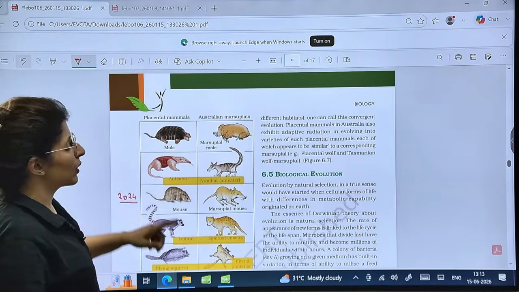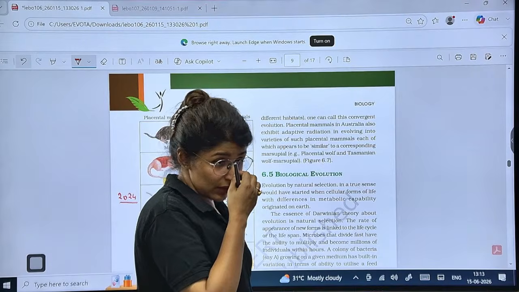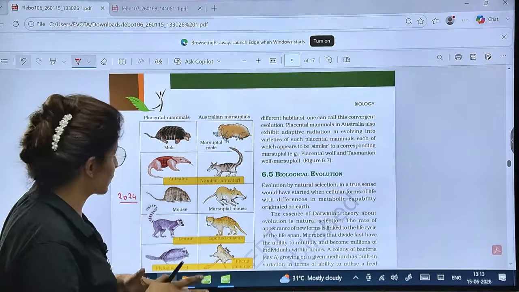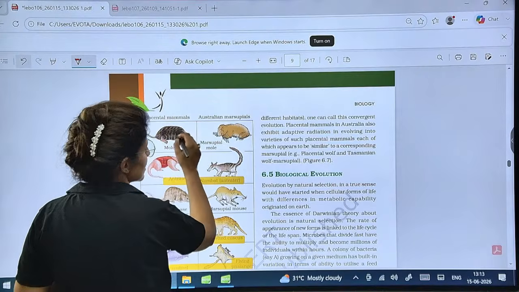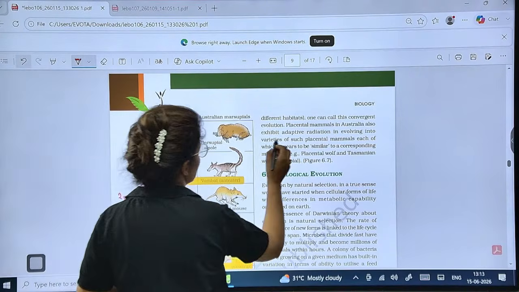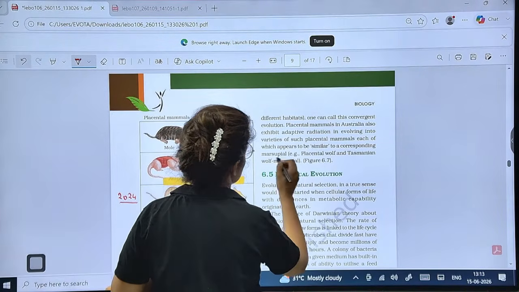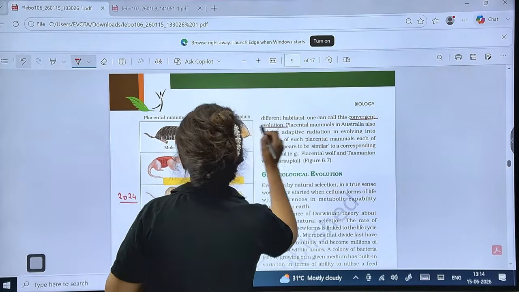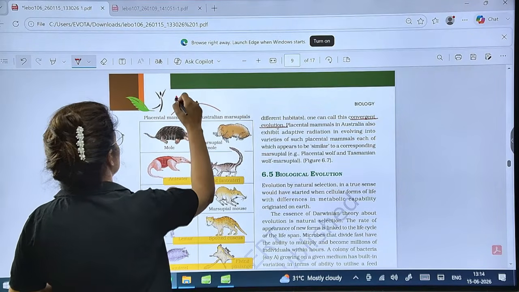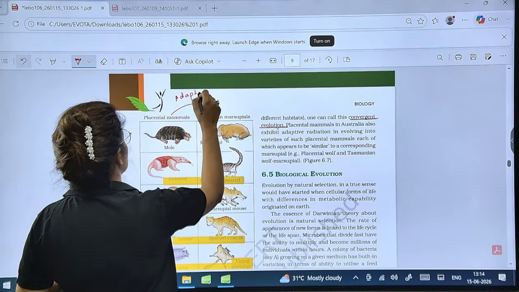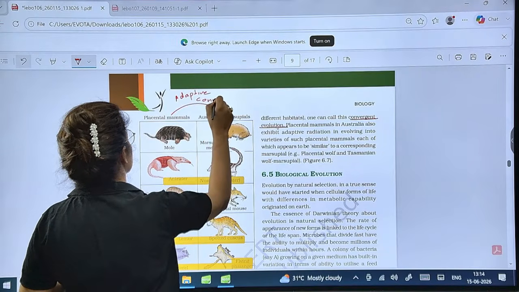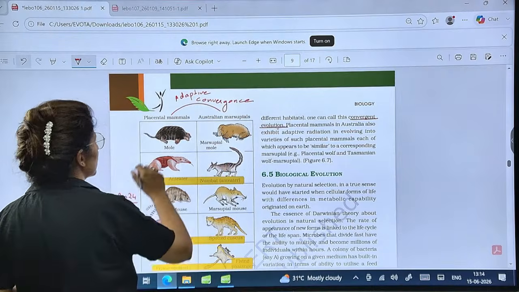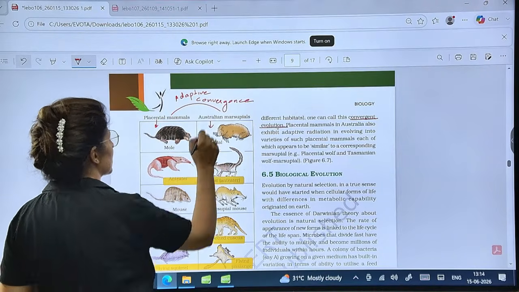Till then, other than adaptive radiation, we have adaptive convergence also. So adaptive convergence is observed here. Adaptive convergence here. Call it convergent evolution. See, this is adaptive convergence. So you have to learn them in pairs also. Also know that which one are placental and which one are Australian.